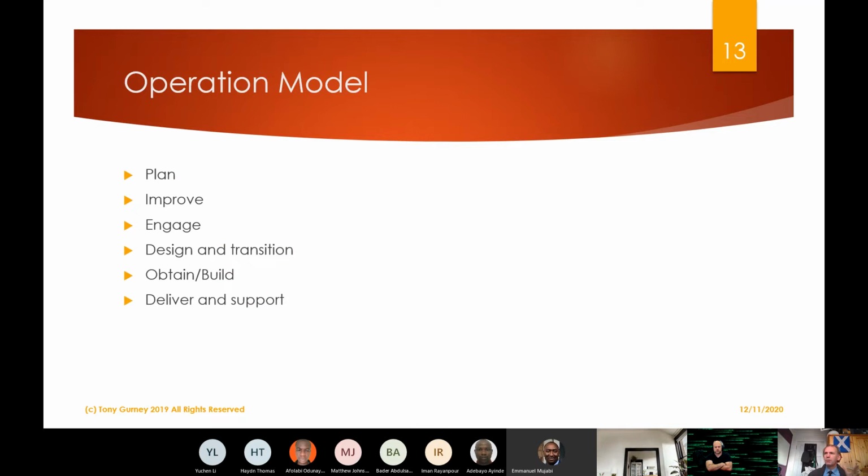So we end up with a model to plan, improve, engage, design, only then obtain and build, and then deliver and support it. So most of the stuff is before you start. The smaller bit is after it goes in.